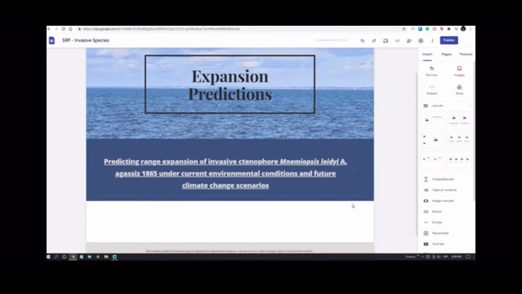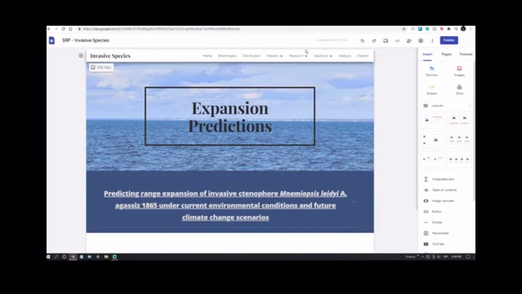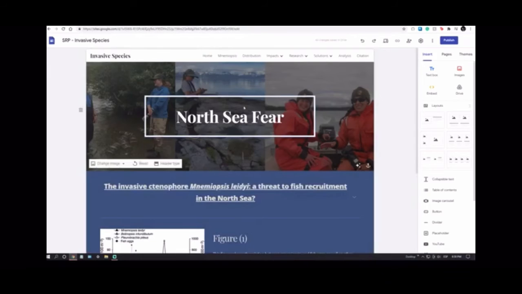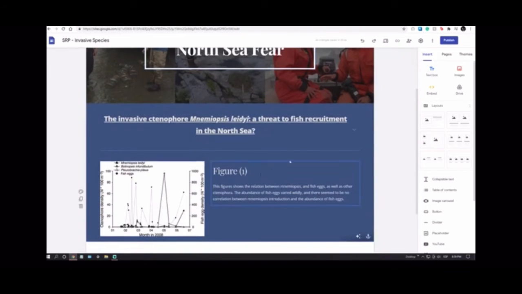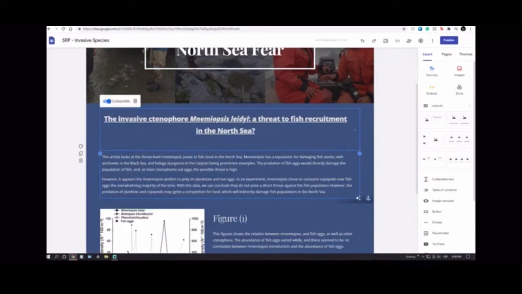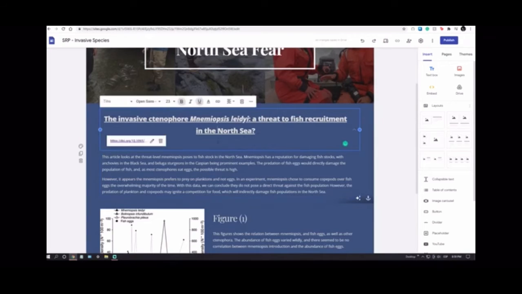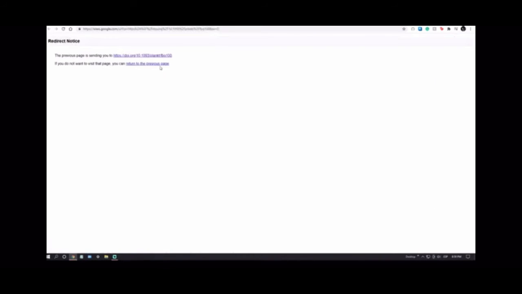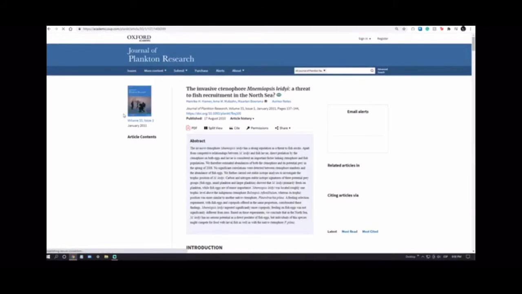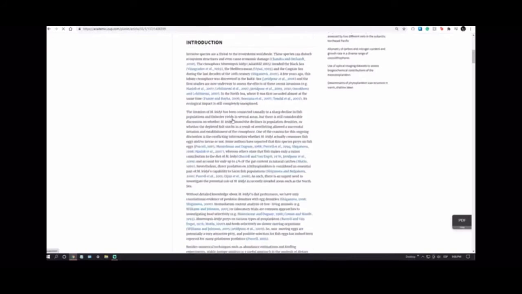Now let's move to the next study, which focuses on the potential threat that Mnemiopsis poses to the North Sea. Mnemiopsis is infamous for posing a threat to fish stocks, like I mentioned before, with anchovies and beluga sturgeons, so this study focuses on the predation of fish eggs.